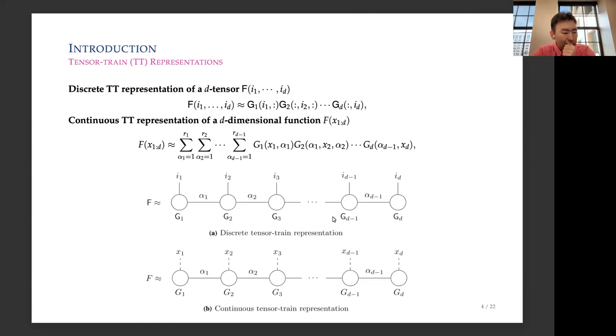So in this diagrammatic notation below, in this figure B, I use the dashed lines to denote continuous variables, and use the regular lines to denote the discrete connections. And here the alpha 1, alpha 2 to alpha d minus 1 are called the bond dimensions or ranks. So it is closely related to the Schmidt decomposition, which we'll get into in a second in the algorithm part of my presentation. I think everyone is quite familiar with this tensor train representation, right? So let's proceed.